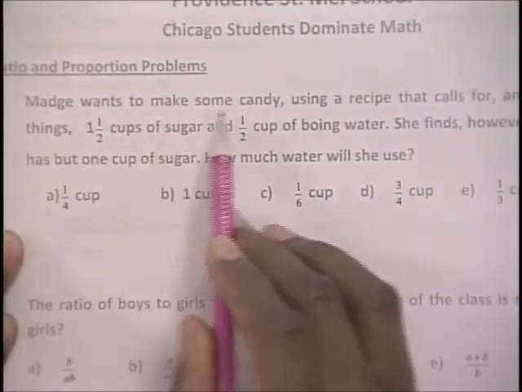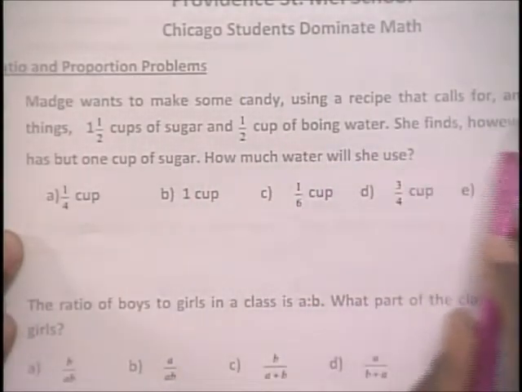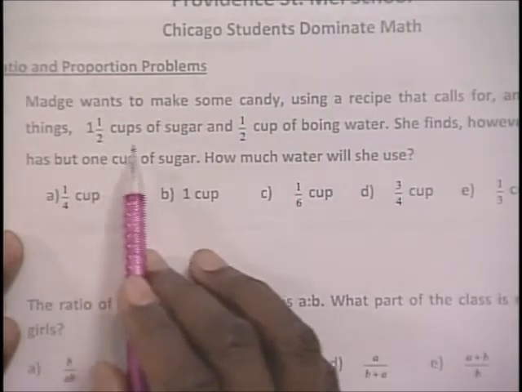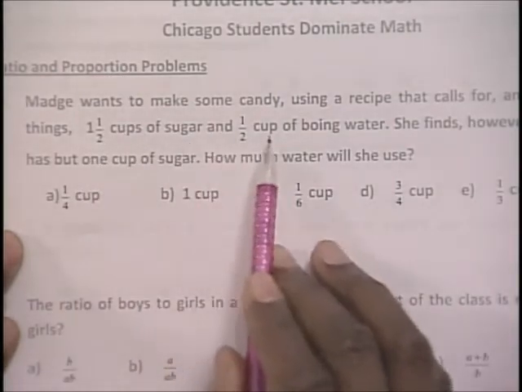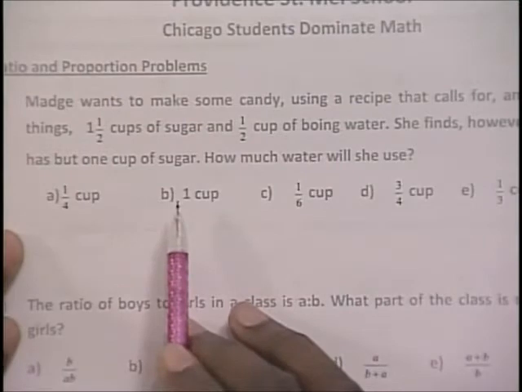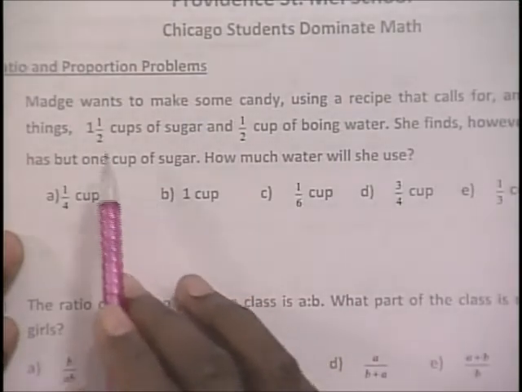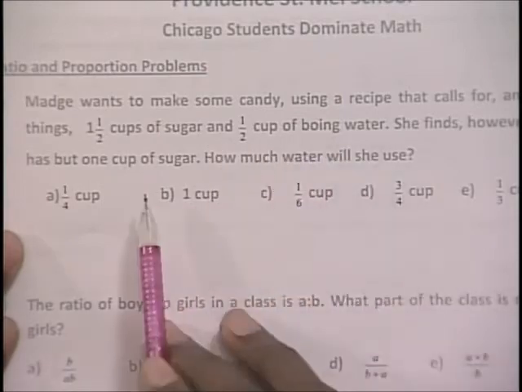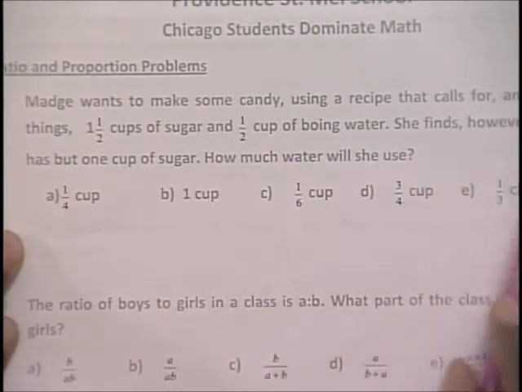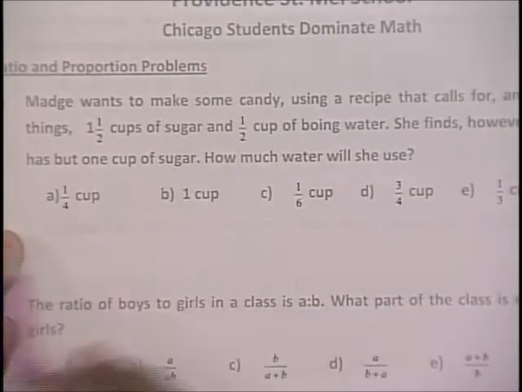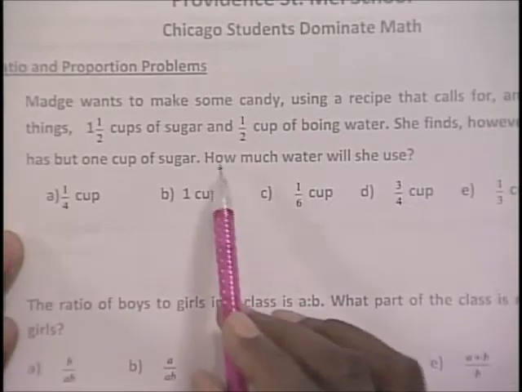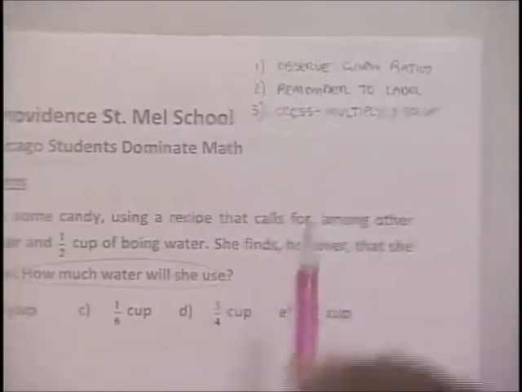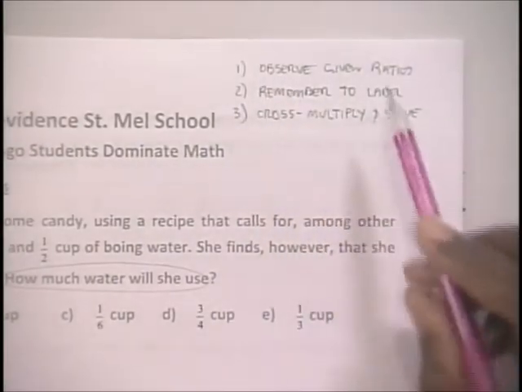Madge wants to make some candy. She's using a recipe that calls for, among other things, 1½ cups sugar and 1/2 cup of boiling water. All right, so it calls for more than that, but these are the things that they're emphasizing: 1½ cups sugar, 1/2 cup of boiling water. She finds that she has only 1 cup of sugar. So how much water will she use? We're going to follow these steps that I asked you to follow.